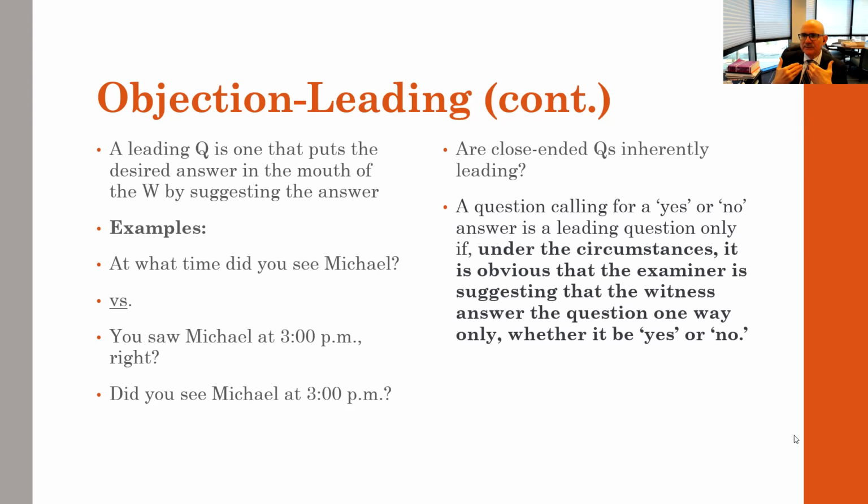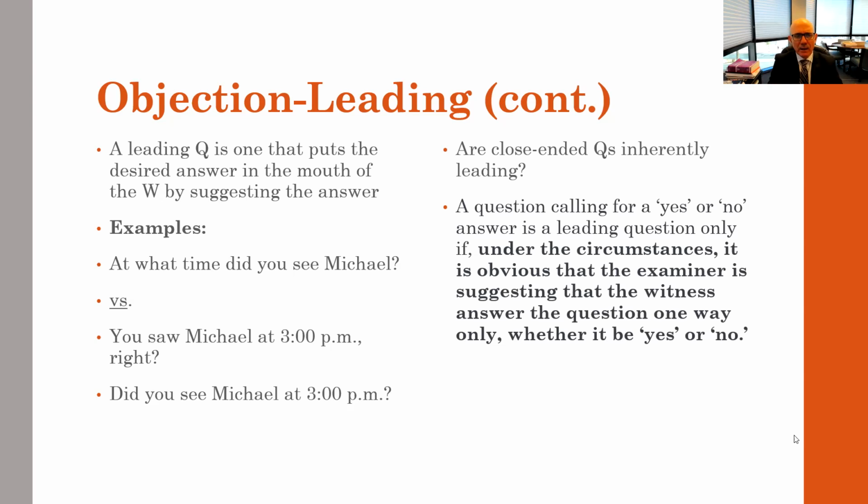Now, we are the ones questioning a witness on direct. And we ask a question like this one at the bottom: did you see Michael at 3 p.m.? And the prosecutor will stand up and object, leading, especially if we have done the same to them. The prosecutor is just waiting for the chance to object when they think we're leading. And that question, of course, is different from, at what time did you see Michael?